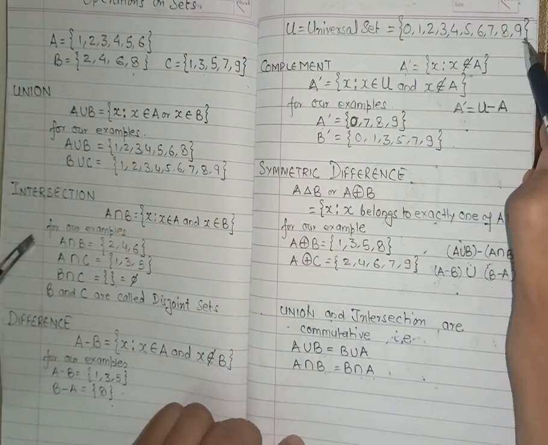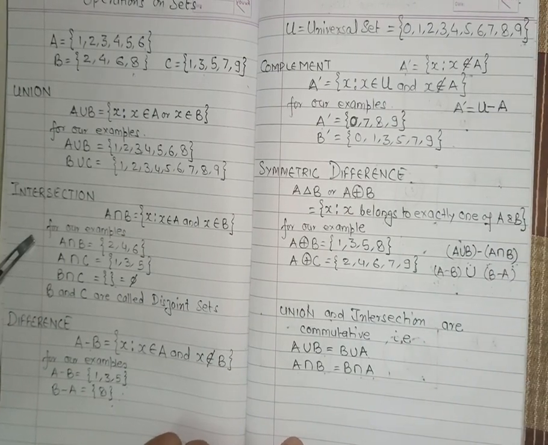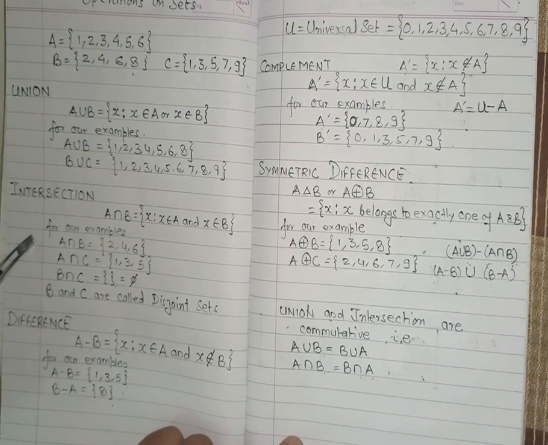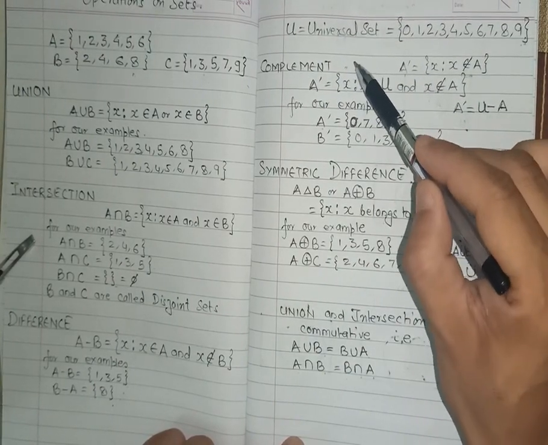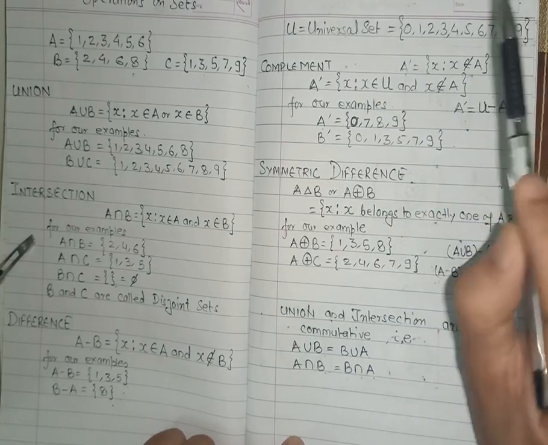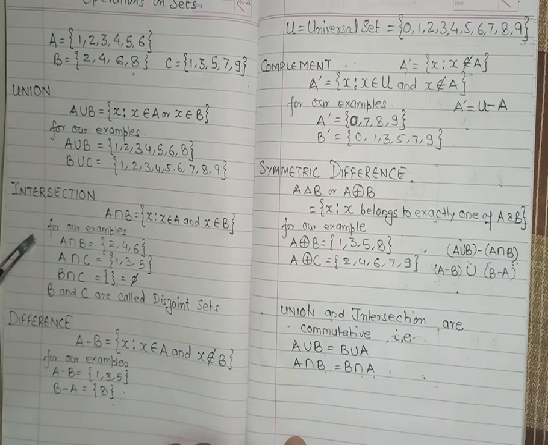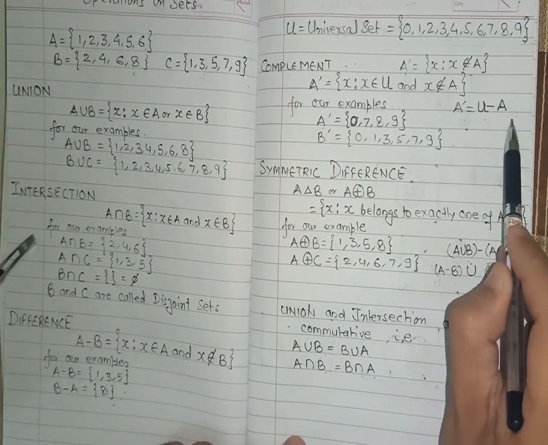But we defined the universal set as the set of all the possible elements of all the possible sets. So we can define the complement of a set in one more way, which means the set of all the elements which are present in the universal set but not in the set A. What this means is A dash is equal to the universal set minus A.